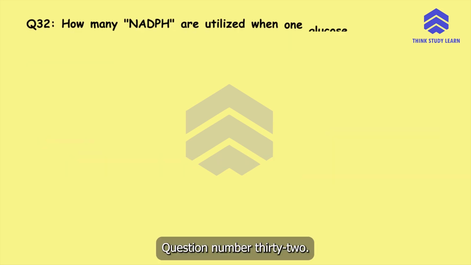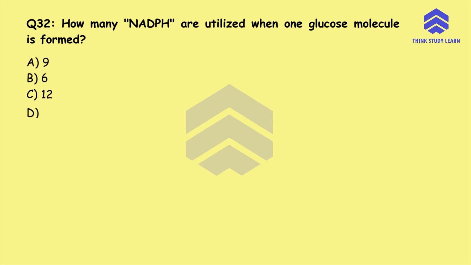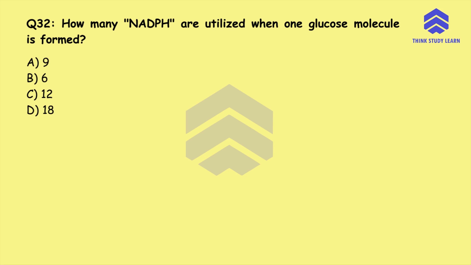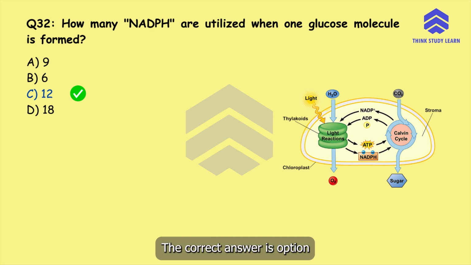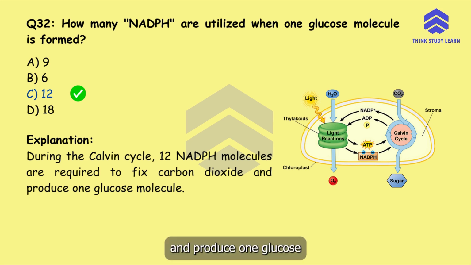Question number 32. How many NADPH are utilized when one glucose molecule is formed? Option A, 9, option B, 6, option C, 12, or option D, 18. The correct answer is option C, 12. During the Calvin cycle, 12 NADPH molecules are required to fix carbon dioxide and produce one glucose molecule.